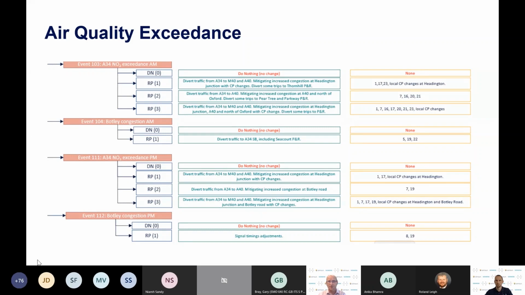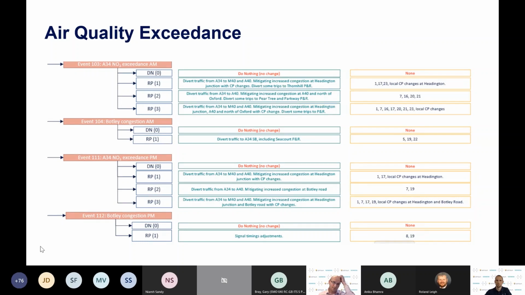So no changes to the traffic management. And then others were divert traffic, gate the traffic, increase the green time, etc., etc. So traditional traffic management or traffic engineering tactics being deployed, but just being evaluated with this real-time data, real-time traffic data, real-time air quality data.